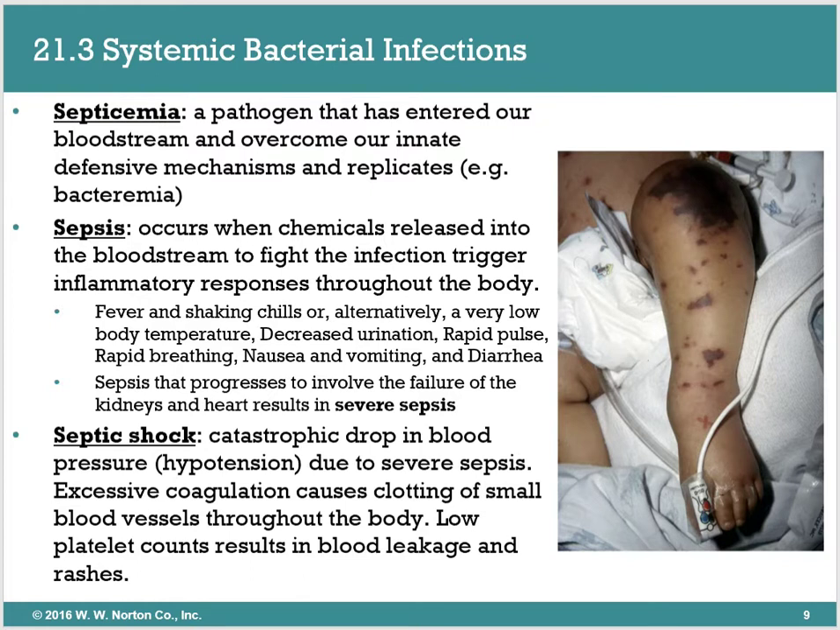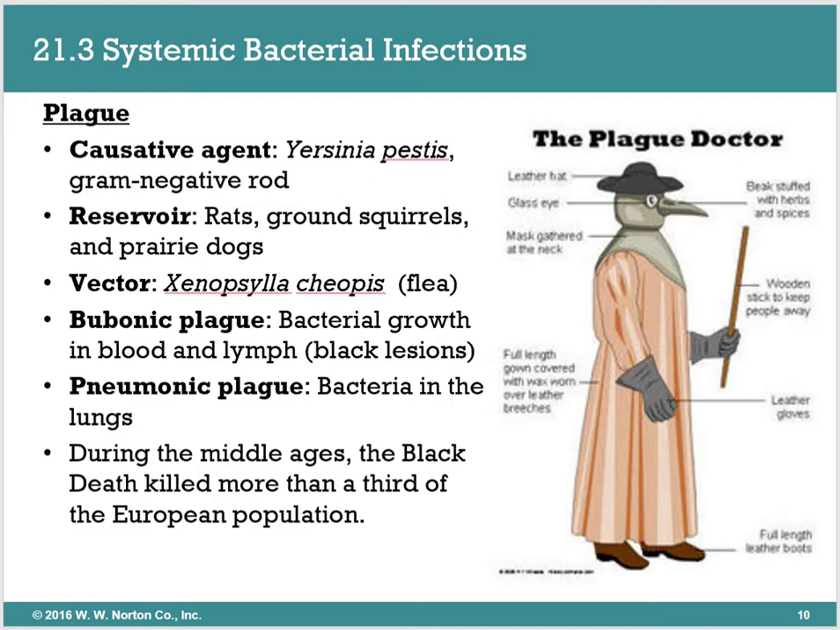Okay, so let's talk about the plague. So here's our plague doctor. He's a beautiful doctor, a fabulous doctor. So the plague is actually bacterial based. So it is caused by Yersinia pestis. So it's a gram-negative rod. Generally, the reservoir for it is rats, prairie dogs. We do actually still have plague stateside. For the most part, there's maybe a max of 5 cases a year of the plague.